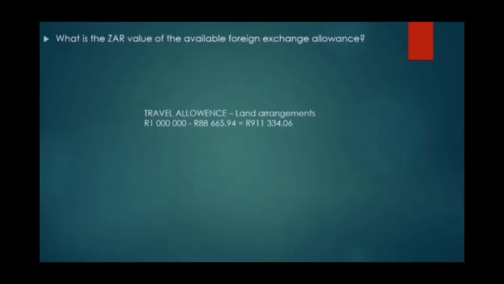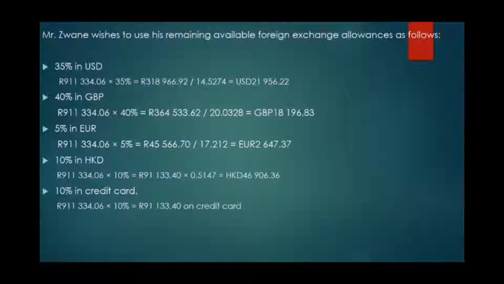From this point on, the questions that will come up will be as follows. Mr. Zwane then wishes to use his remaining foreign exchange allowance as follows. So his remaining foreign exchange allowance is that 911,000 and a few odd rands. Now he wants to use it as follows. Firstly, he wants 35% of that amount converted into US dollars.